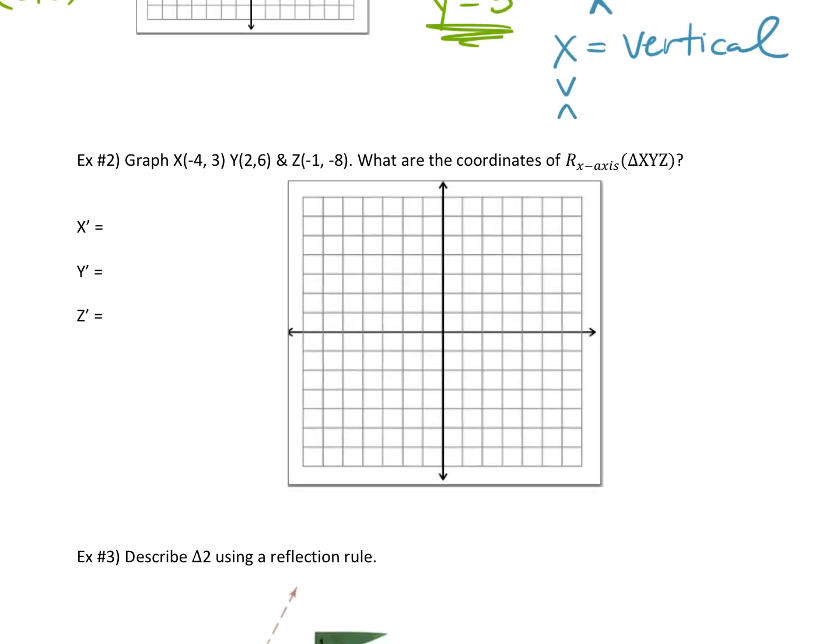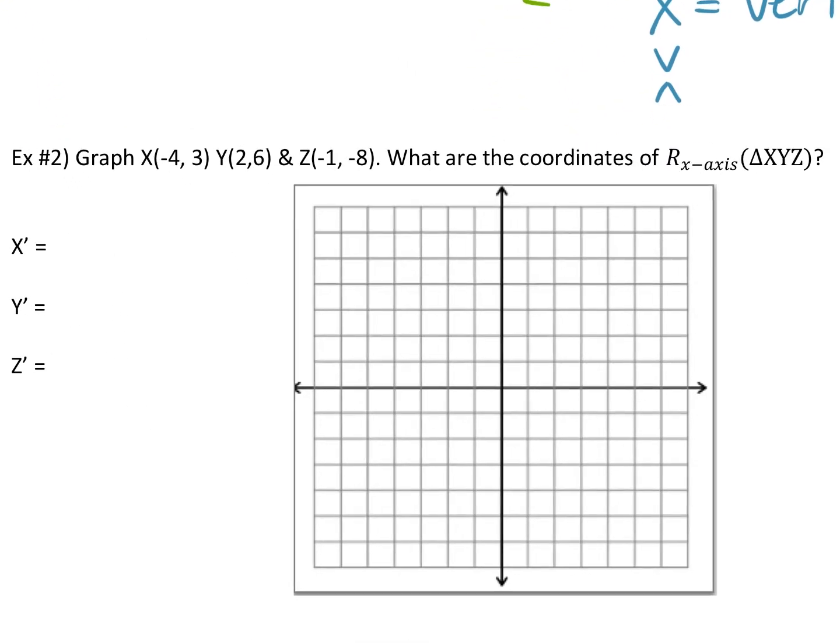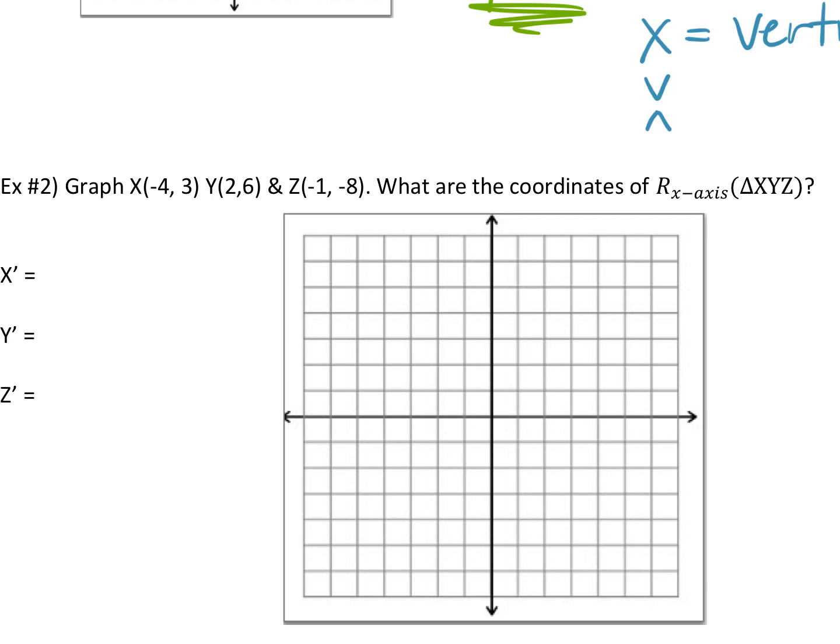Okay, let's take a look at this one. Start by graphing these points. So negative 4, 3. 1, 2, 3, 4, 1, 2, 3. There's your x. 2, 6. 1, 2, 1, 2, 3, 4, 5, 6. That's your y. And negative 1, negative 8. 2, 3, 4, 5, 6, 7. It doesn't fit on the chart. Just put it right on that line.